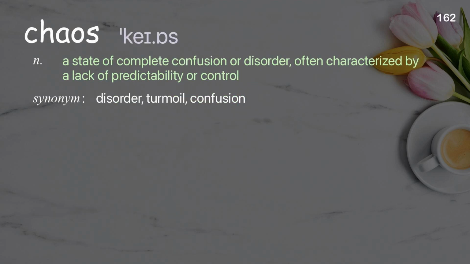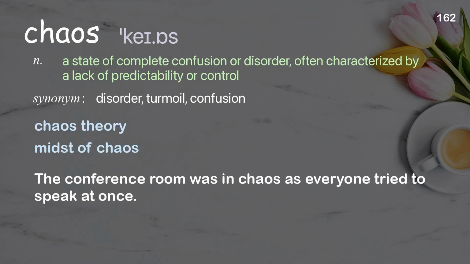Chaos: a state of complete confusion or disorder, often characterized by a lack of predictability or control. Examples: chaos theory, midst of chaos. The conference room was in chaos as everyone tried to speak at once.